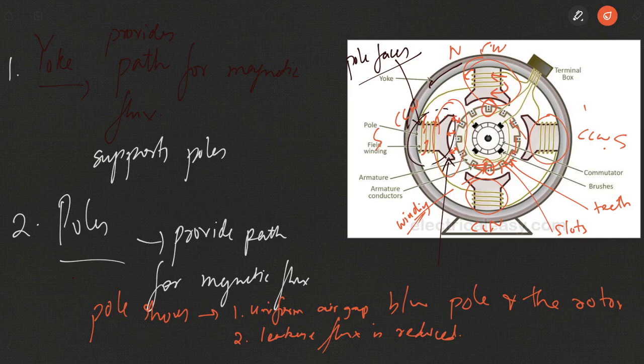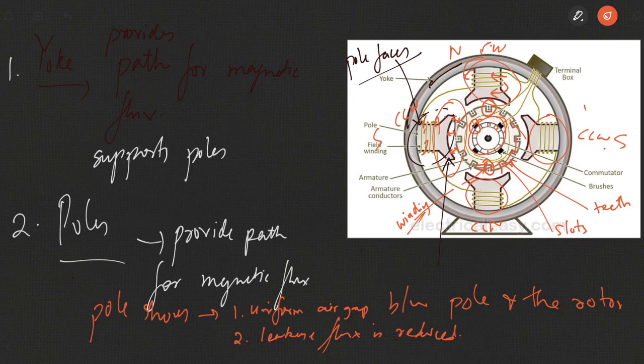So you can see these are the commutators. Commutators have a number of segments, and you'll be numbering these later on, 1 2 3 and so on. And the brushes, these black brushes, will be fixed. The commutator will be rotating along with the armature, but the brushes are fixed, they are stationary, they do not move, and they are responsible for collection of current. Now since the brushes are moving over the commutator, that's why brushes are made up of carbon or graphite, to reduce sparking and to make minimum wear and tear with the brushes.